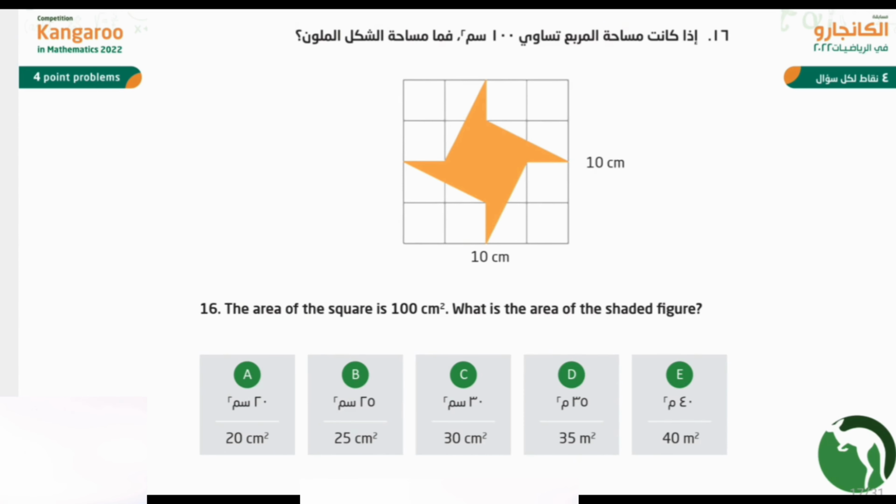In question number 16, the area of the square is 100 centimeters squared. What is the area of the shaded figure? Okay, we have a rule here. If we have two squares here and we draw a line that connects between this head here and this one here, we will obtain a triangle here, which is equal to half of the area of the entire shape here, so half of the area of these two squares.